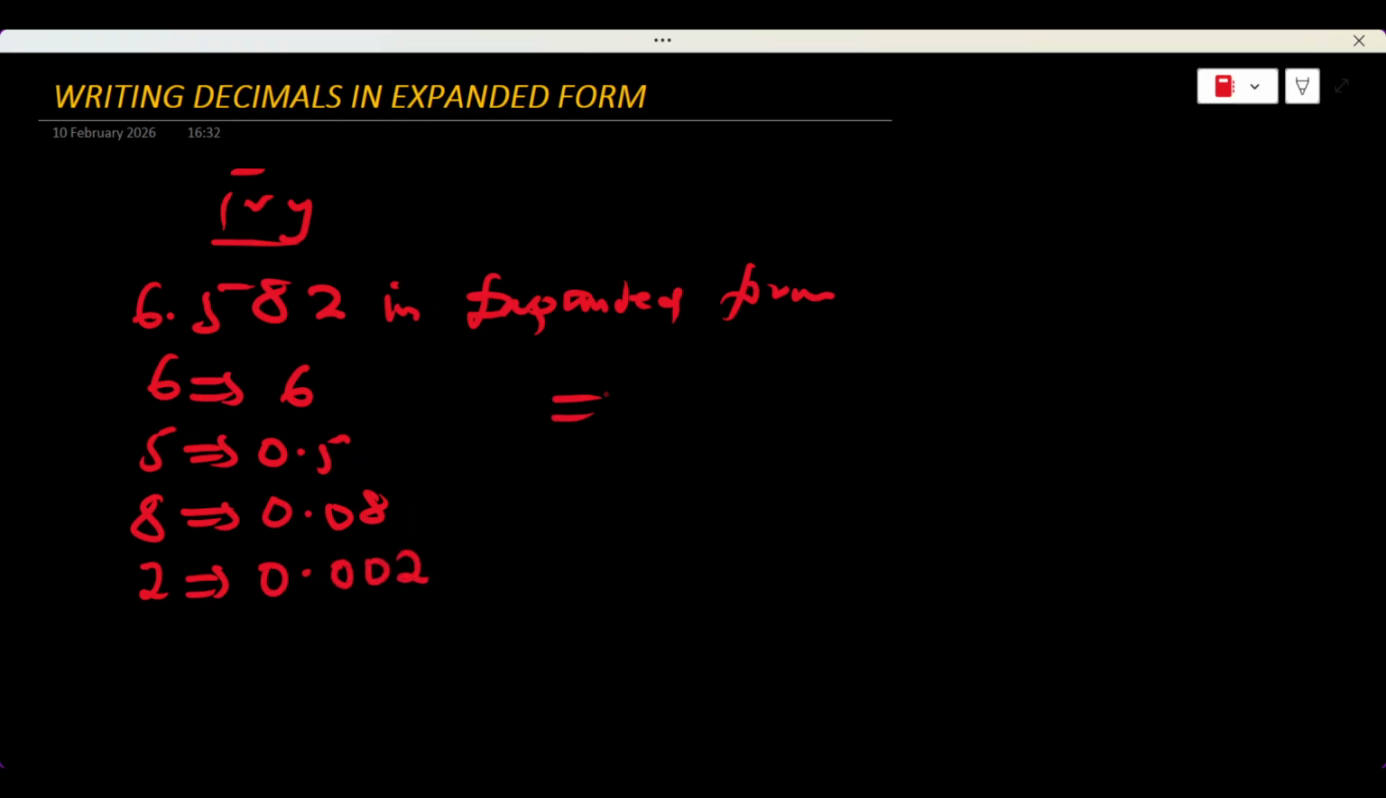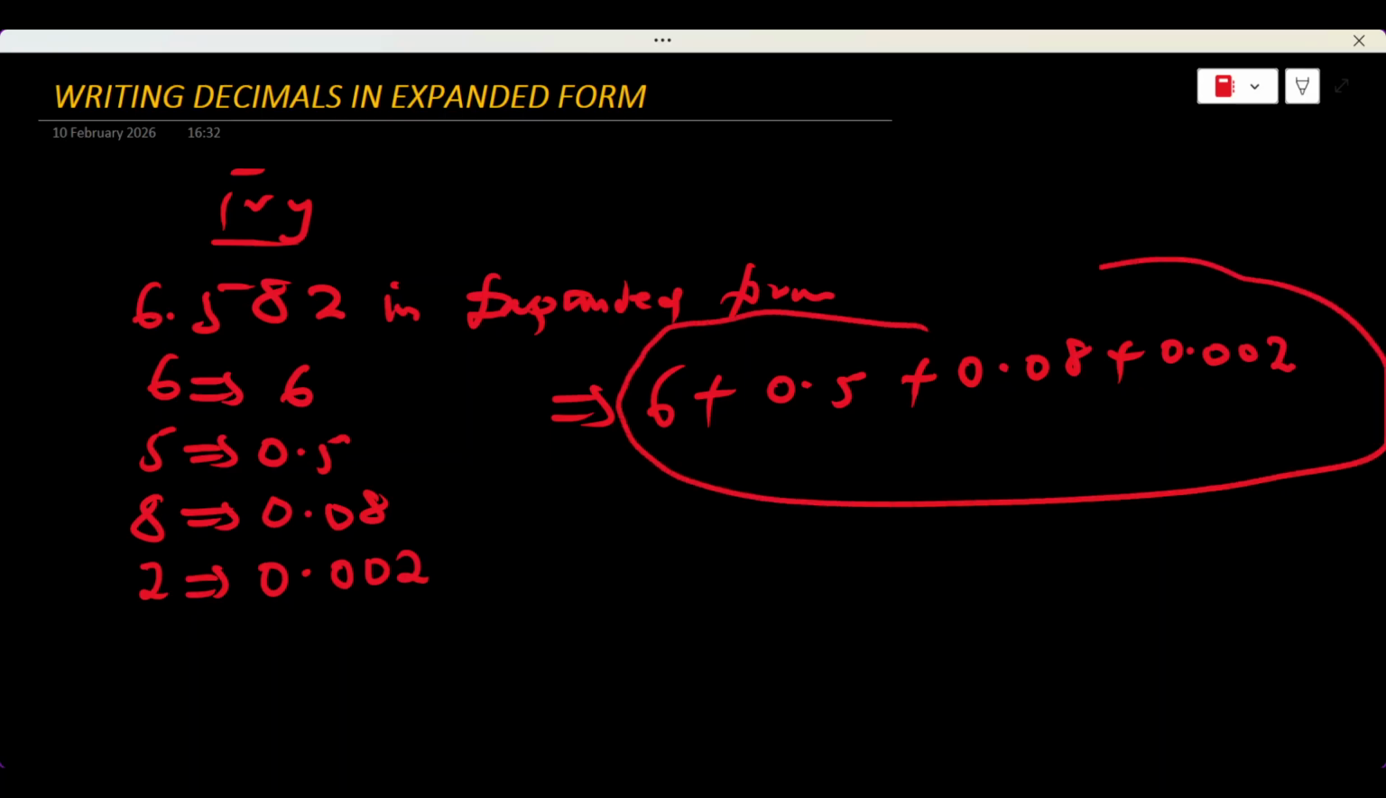So in an expanded form, write it as what? 6 plus 0.5 plus 0.08 plus 0.002 is our answer. I hope that is clear.